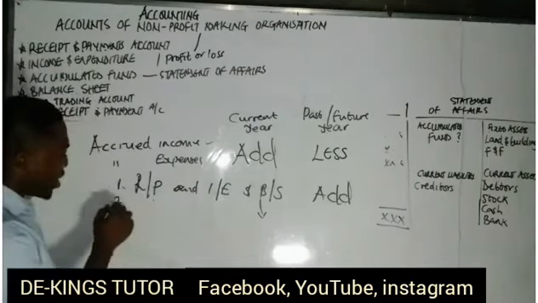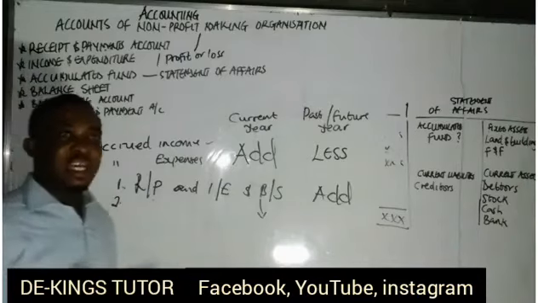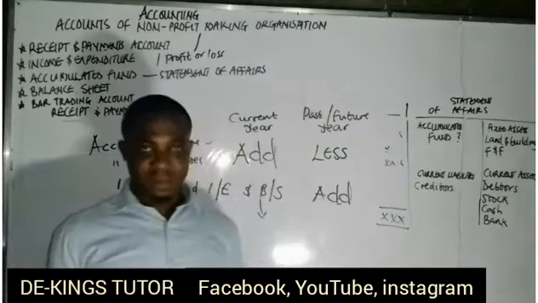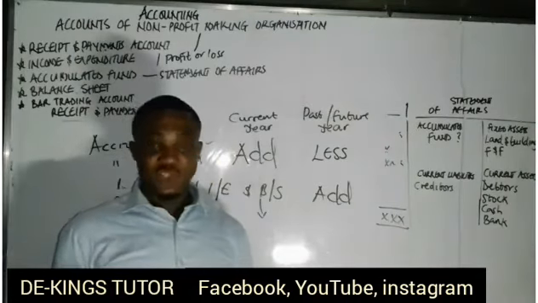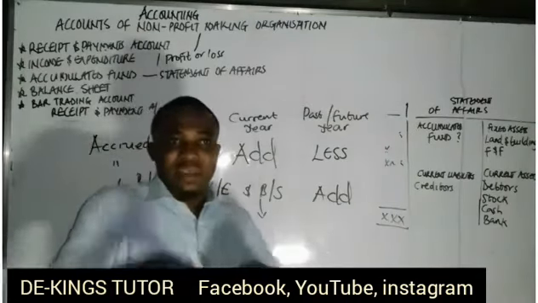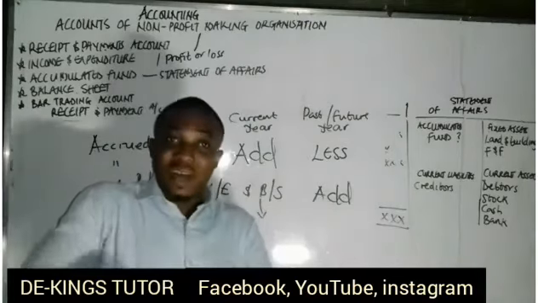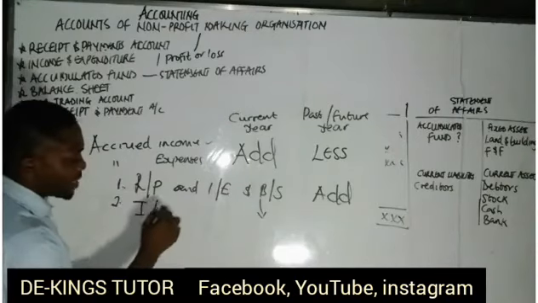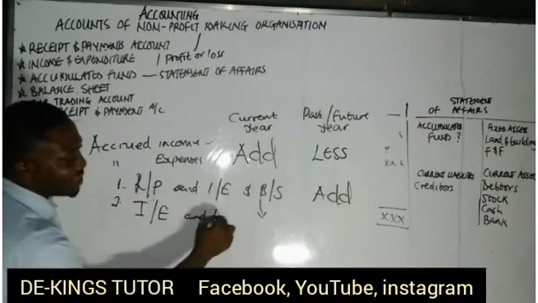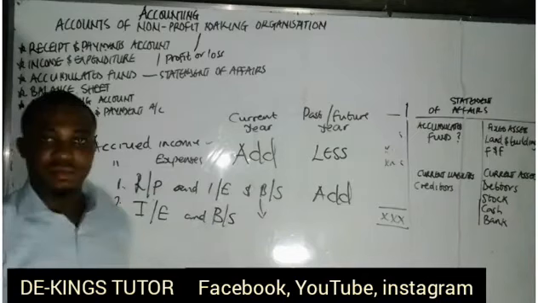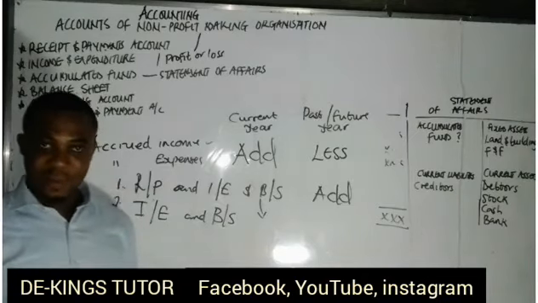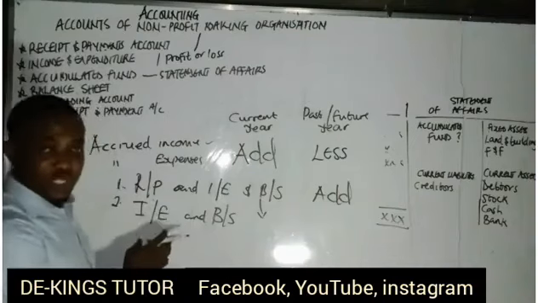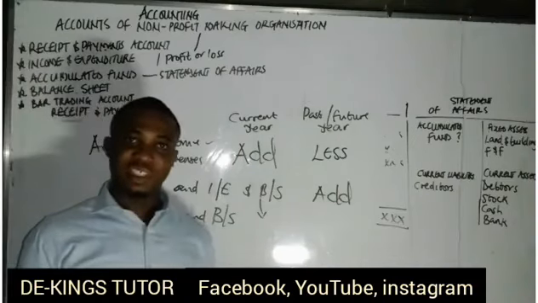Now, the second way a question might arise is from an already existing receipt and payment account. They are not asking you to prepare the receipt and payment account; they give you that, and they are asking you to prepare the income and expenditure account and the balance sheet. That's the second way it might come. You are asked to prepare income and expenditure and the balance sheet.